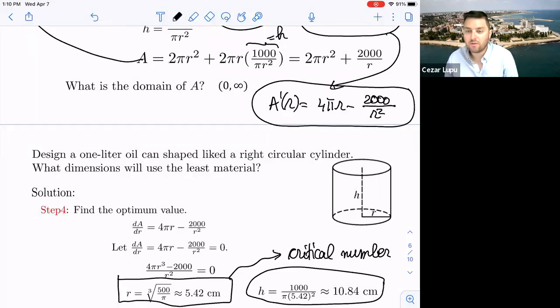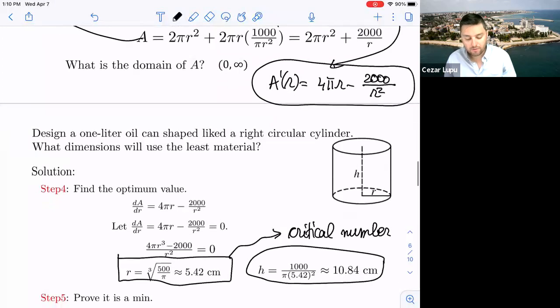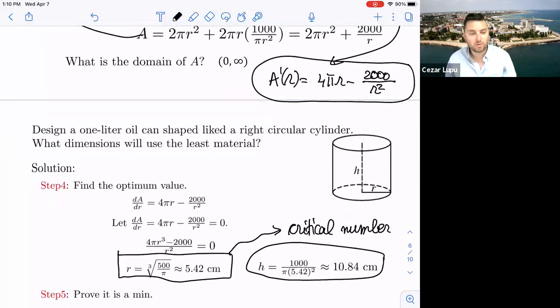We haven't decided if it's a min or a max. So we have to see if it's a min or a max, and we need to prove that. So that's the first step 5, because we found the critical number, and we would like to see what kind of critical number this is. Is it a min, is it a max? So what do we know?